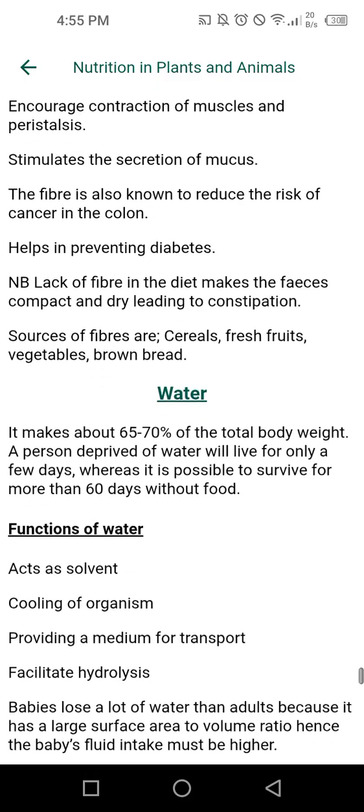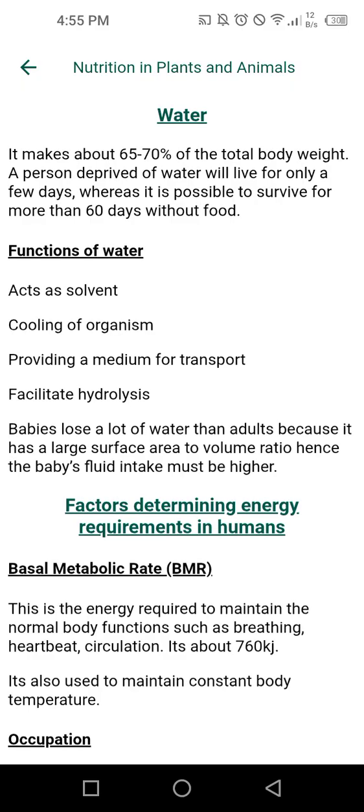Water. It makes about 65 to 70% of the total body weight. A person deprived of water will live for only a few days, whereas it is possible to survive for more than 60 days without food. Functions of water: acts as solvent, cooling of organism, providing a medium for transport, and facilitates hydrolysis. Babies lose a lot more water than adults because they have a large surface area to volume ratio, hence the baby's fluid intake must be higher.